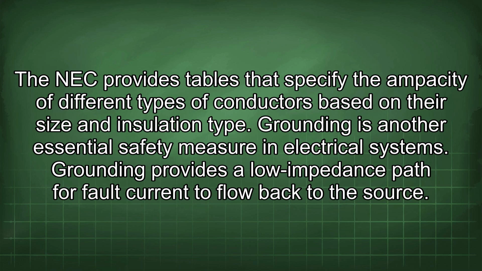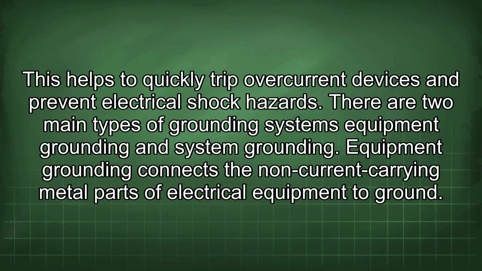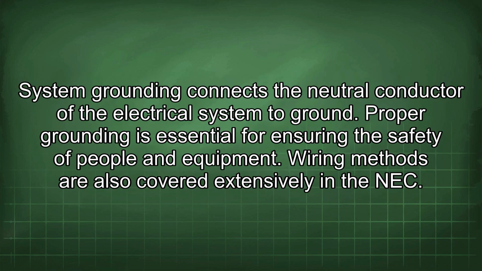Grounding is another essential safety measure in electrical systems. Grounding provides a low impedance path for fault current to flow back to the source. This helps to quickly trip overcurrent devices and prevent electrical shock hazards. There are 2 main types of grounding systems: equipment grounding and system grounding. Equipment grounding connects the non-current carrying metal parts of electrical equipment to ground. System grounding connects the neutral conductor of the electrical system to ground. Proper grounding is essential for ensuring the safety of people and equipment.